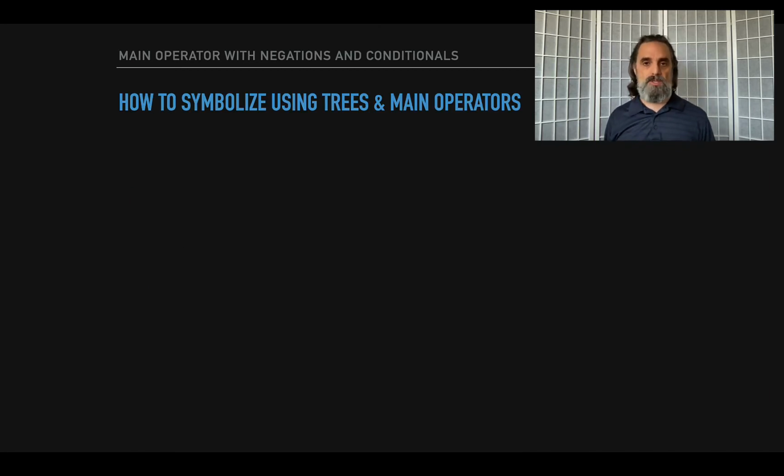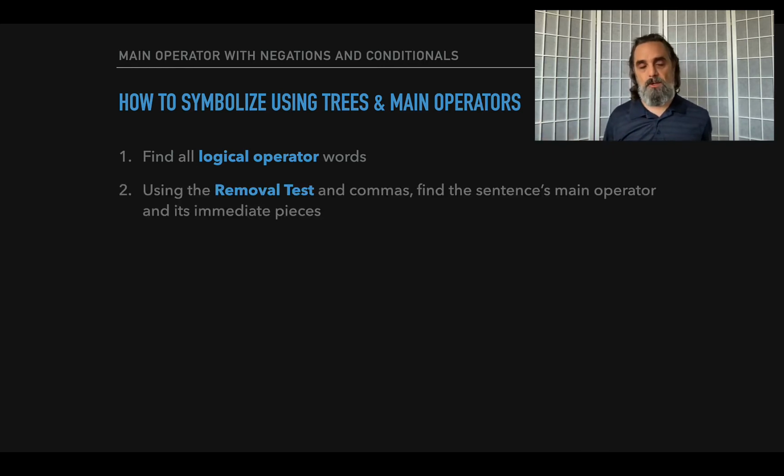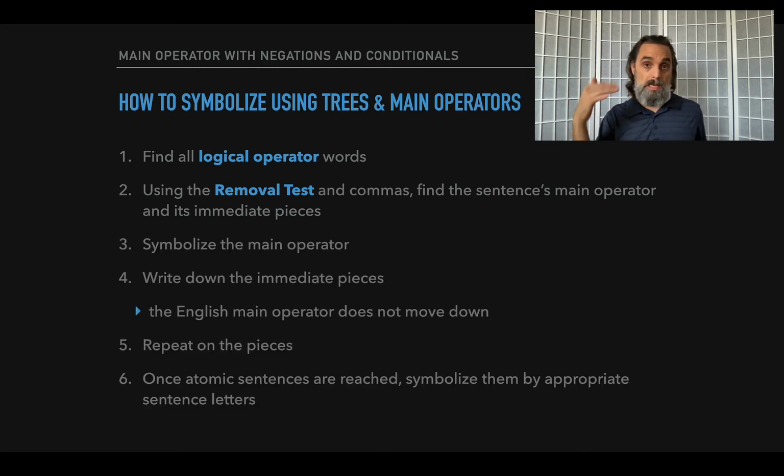When we're symbolizing using trees and main operators, we find all the logical operator words, and that means now we're looking for all of our conditional words, if, then, if, only if, given that, and so on. We're looking for all of our negation words, it's not the case that, not, the contraction n't. And then we're looking for our "and" words, which right now is just "and". So we want to find all of those. And then we want to use our removal tests to figure out which of those is the main connective, symbolize it, move the pieces down, and repeat until we get down to the atomic sentences of English, and then we turn those into sentence letters, and we're done, which is good.